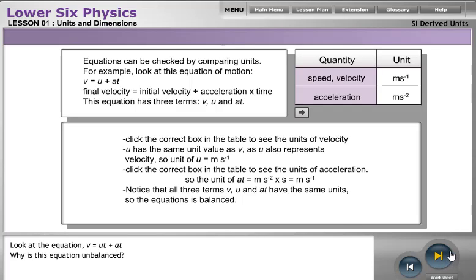Look at the equation v equals ut plus at. Why is this equation unbalanced? Answer: v and at have units of meters per second, but ut has units of meters.